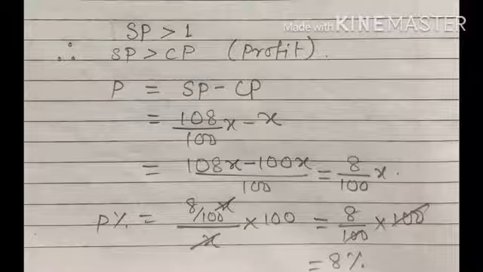So the profit percent is equal to profit upon CP into 100. Now our profit is 8 upon 100 X and the CP is X. So 8 upon 100 X upon X multiplied by 100. Now X and X cancel. We get 8 upon 100 times 100. Now the 100 is cancelled. We get 8%. So the profit on the whole transaction is 8%.